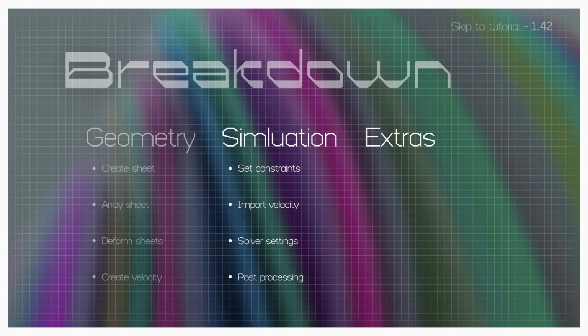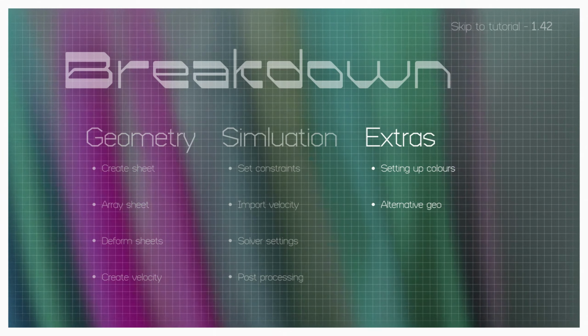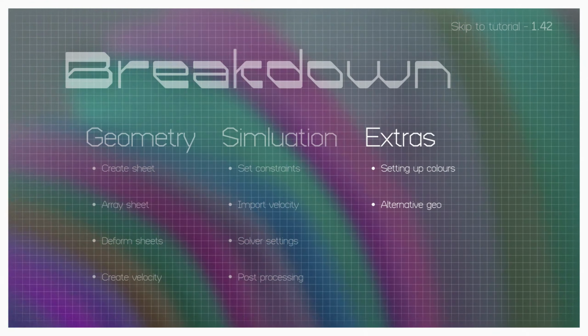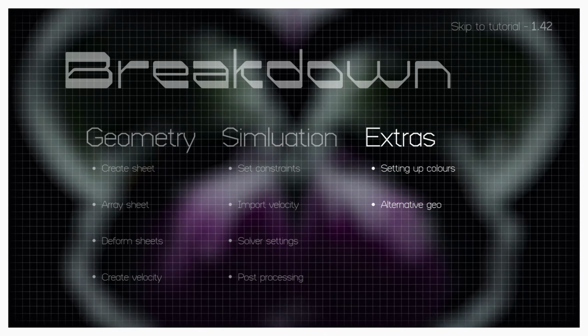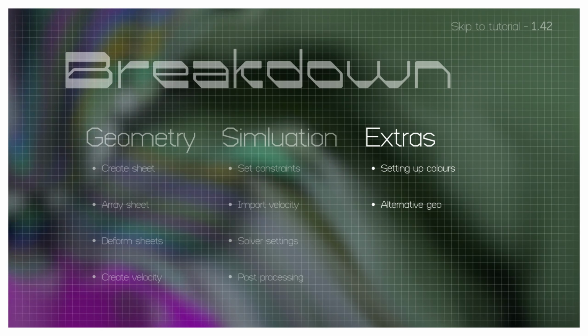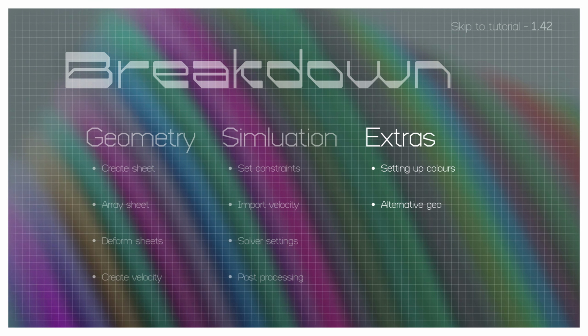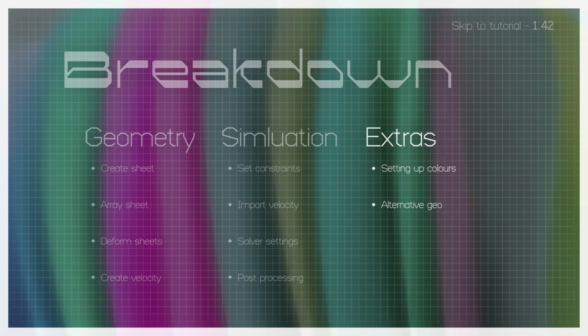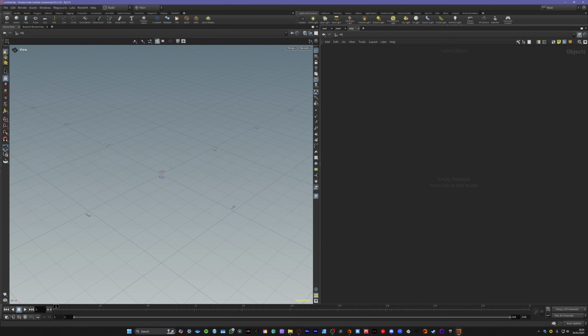And then right at the end, I'll go over some extra stuff, just detailing colors, setting up colors with a class attribute, and other little things like other setups and cool things you can do with arrays, or the way I've done arrays in this project.